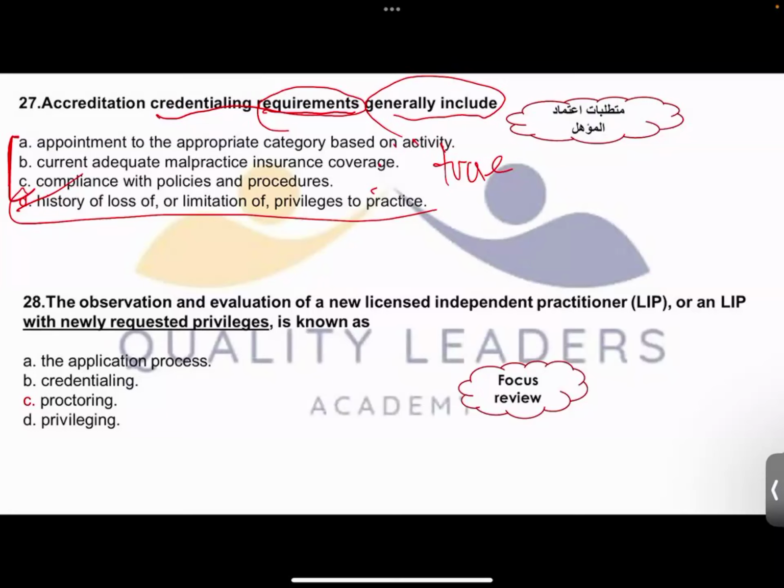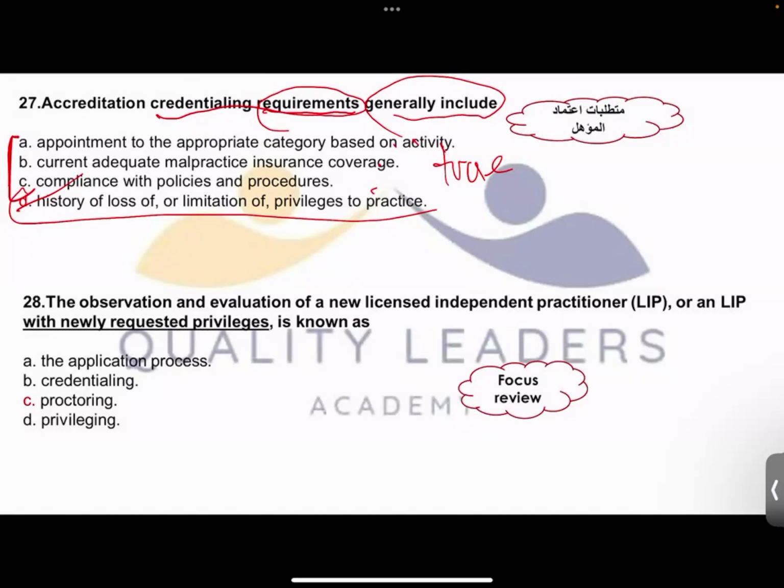For letter C, this is true also, but more of an ongoing requirement in maintaining staff membership rather than a specific credentialing requirement. So letter D here is untrue as a general requirement for accreditation credentialing. While a history of privilege loss or limitation is reviewed during the credentialing process, it is not a standard requirement. Can I escalate?